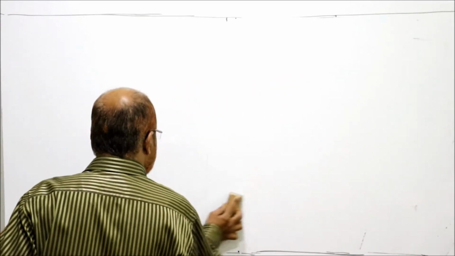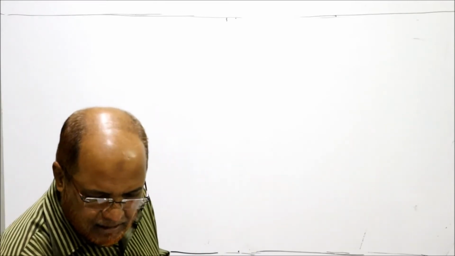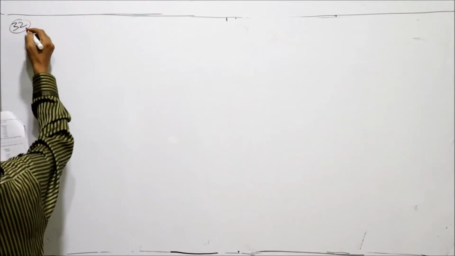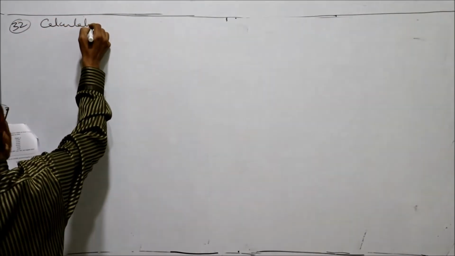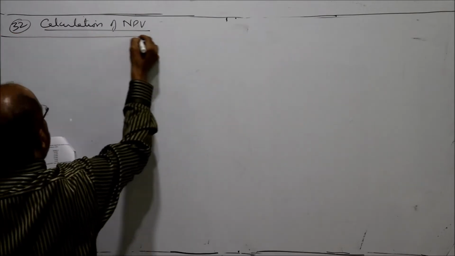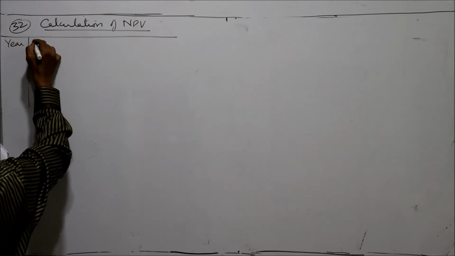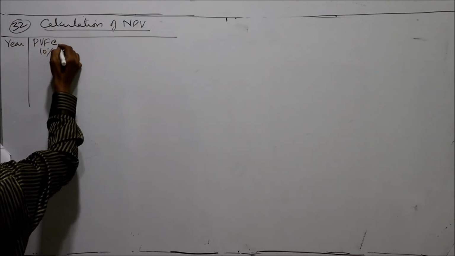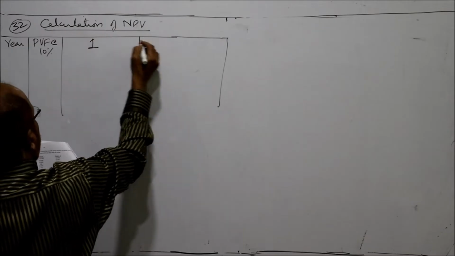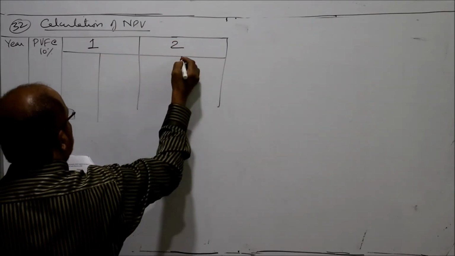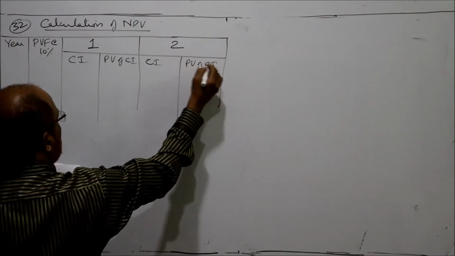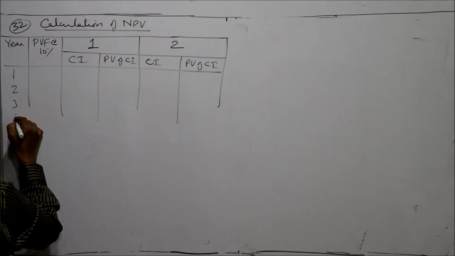Two projects are given. So it is very easy to calculate the NPV and a little bit difficult to calculate the IRR because IRR is time consuming. So it is problem number 32. Calculation of NPV. Here PV factors at the rate of 10%. Then we will take two broad columns. This is project 1 and this is project 2. Cash inflows, PV of cash inflows. These are cash inflows, PV of cash inflows. Years 1, 2, 3, 4, 5, 6.